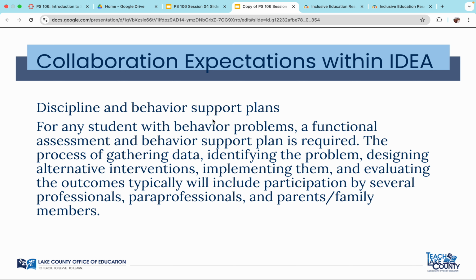For any student with behavior problems, a functional assessment and behavior support plan is required. The process of gathering data, identifying the problem, designing alternative interventions, implementing them, and evaluating the outcomes typically will include participation by several professionals. This is true.